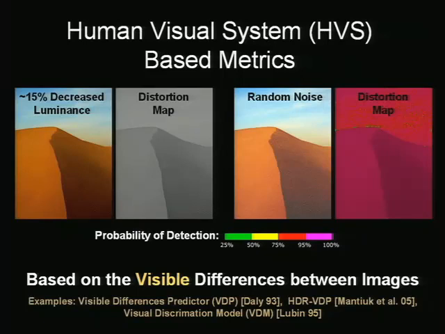We can do better by modeling the human visual system and detecting visible differences between images. In this example, the metric output is shown in a so-called in-context distortion map, where the image luminance is shown in grayscale and distortions are color-coded. So this time around, the metric detects no distortions for the luminance shift, but it detects distortions everywhere for random noise.